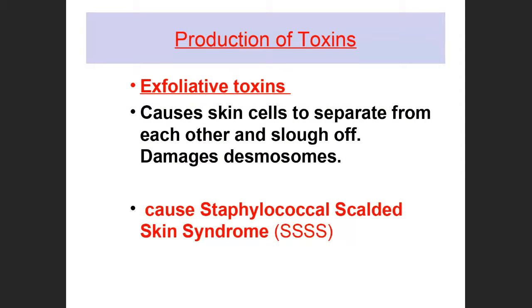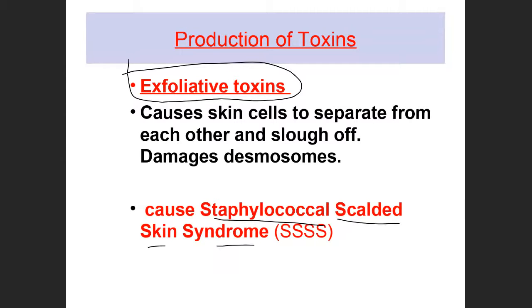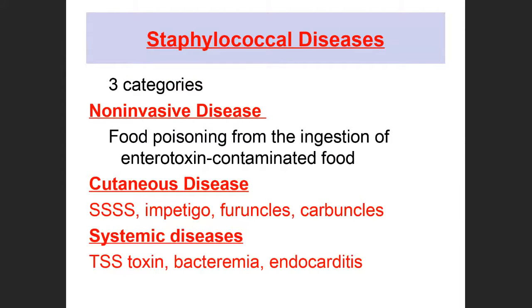All right, other toxins that these bacteria, Staphylococcus aureus, can have: an exfoliative toxin. An exfoliative toxin causes something called Staphylococcal scalded skin syndrome, which essentially causes the cells in the epidermis to begin separating from each other, and they begin to peel off. Looks like a really bad sunburn, but it's actually a staphylococcal infection.